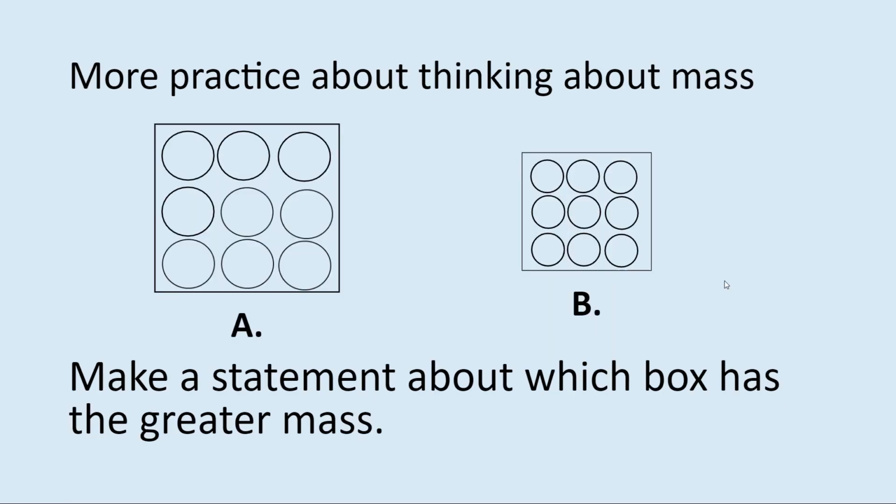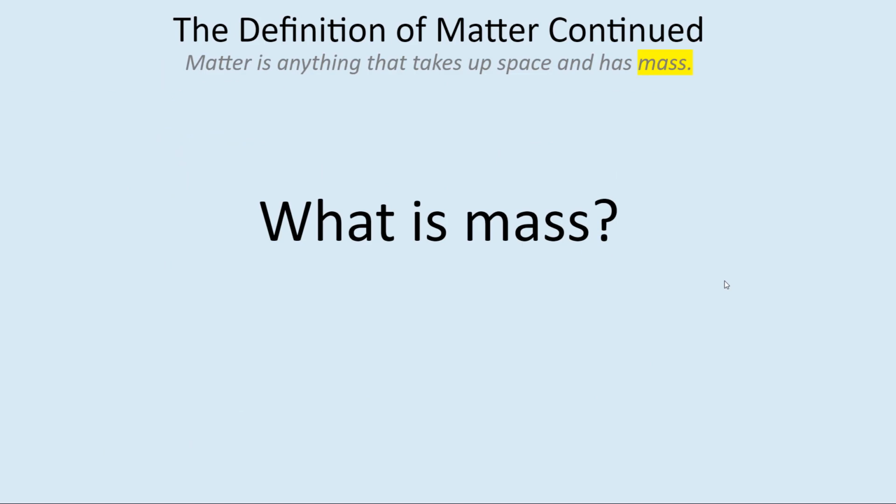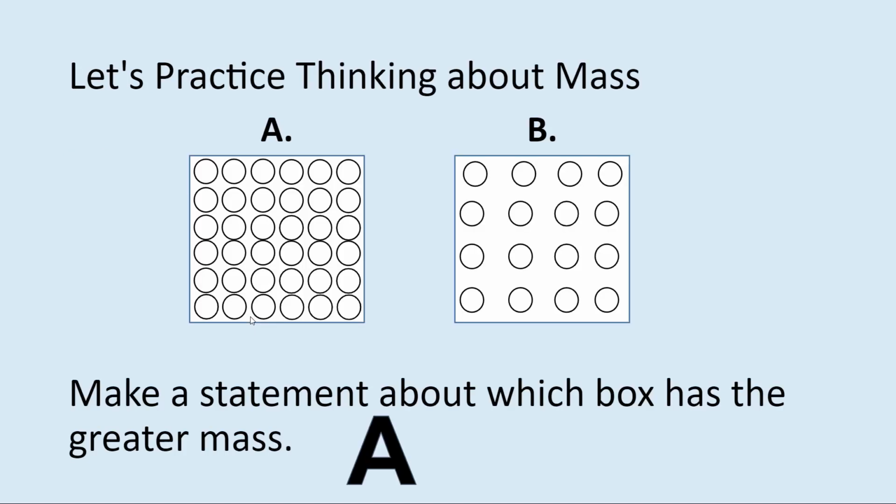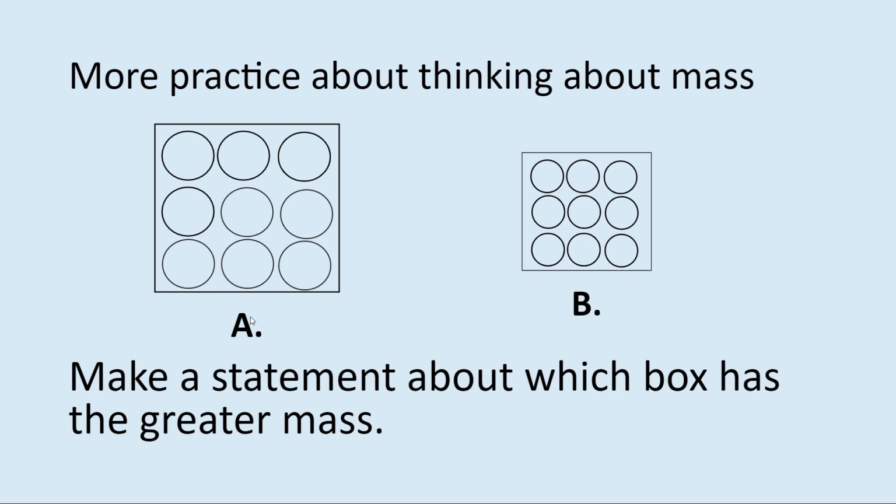Okay? So then let's look at another situation. So this is a little bit more practice of thinking about mass, because let's go back in time here. Let's go back to our definition of mass. The measure of the size, so how big or small they are, and the amount, how many of them, particles in matter. So then let's go back to this one. It says, make a statement about which box has the greater mass. And hopefully you said it was box A again. So even though they both have the same number of particles, box A and B both have 9 particles in them, according to our definition of mass, it's about the size or amount of particles. A has larger particles, so therefore box A has bigger mass.